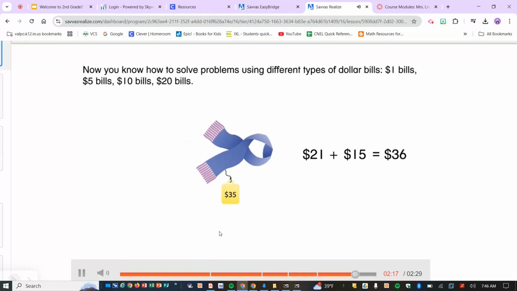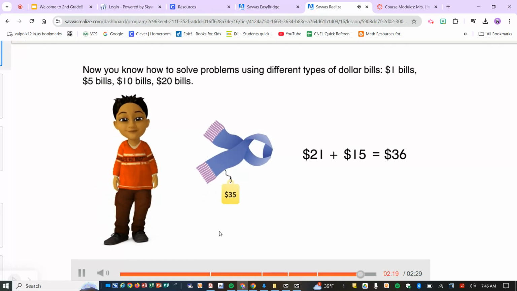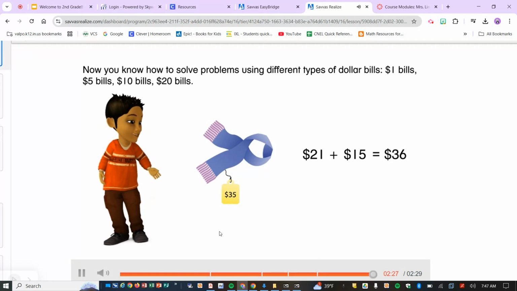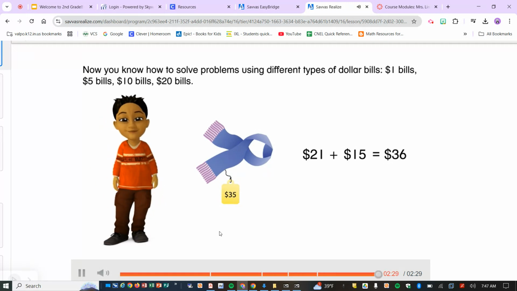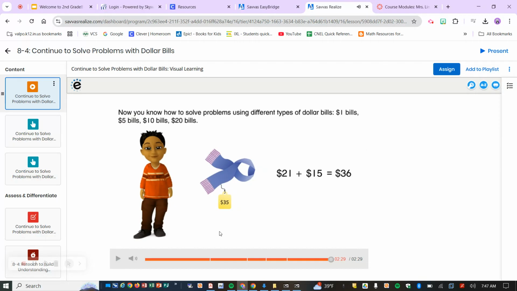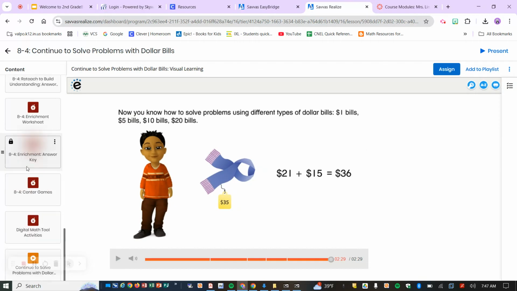Now you know how to solve problems using different types of dollar bills. $1 bills, $5 bills, $10 bills, $20 bills. Solving problems is fun. Okay, let's watch our another look video and we will move on from there.